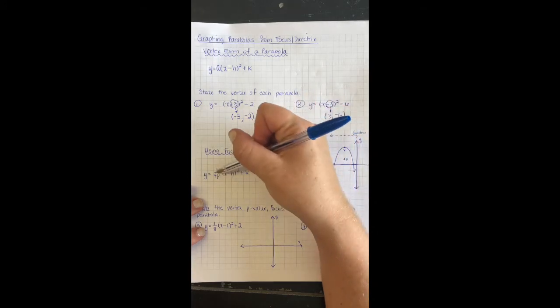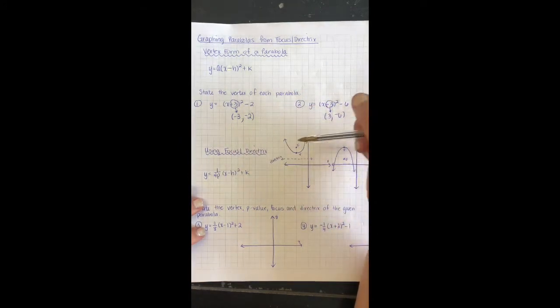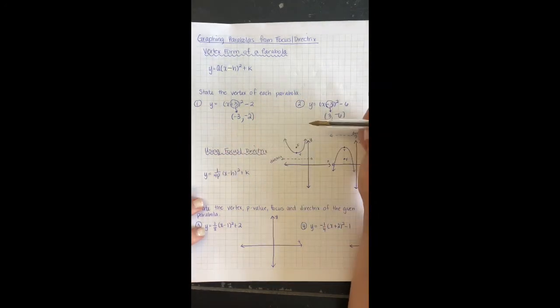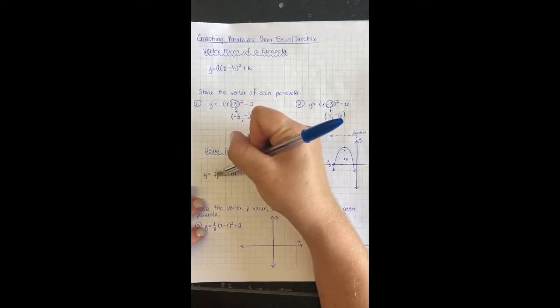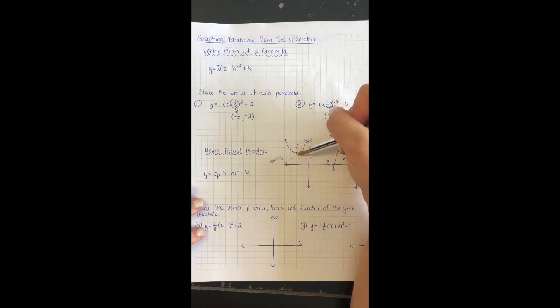There's this additional thing called 1 over 4p in the front, which again, is basically your vertical stretch or compression. But what you do is that once you plot your vertex, you use that p value to get to your focus and your directrix. Basically what happens is that this parabola is representing all the points that are the same exact distance from the focus and the directrix. That's why the vertex has to be exactly in the middle of the focus and the directrix.